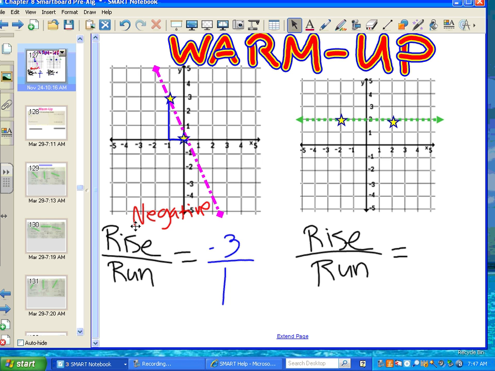But basically, you're rising, which is going down in this 1, 3. You're going to the right 1. Yes, you could go up 3 to the left 1. Same thing, just make sure you always have the rise over the run, and it's negative because it's going down from left to right. Drew.